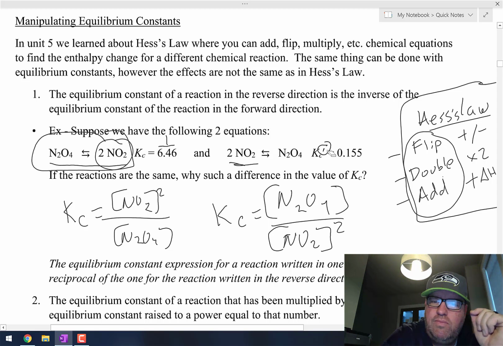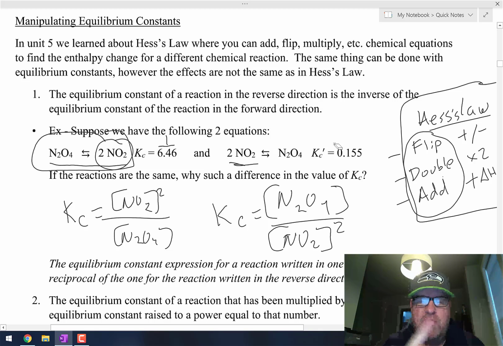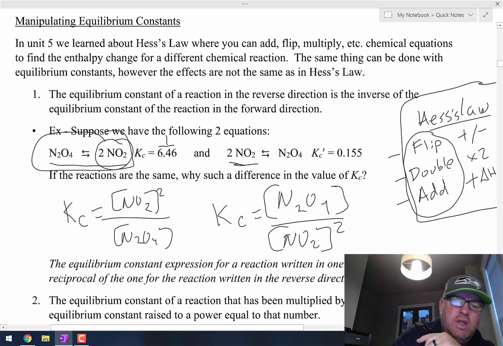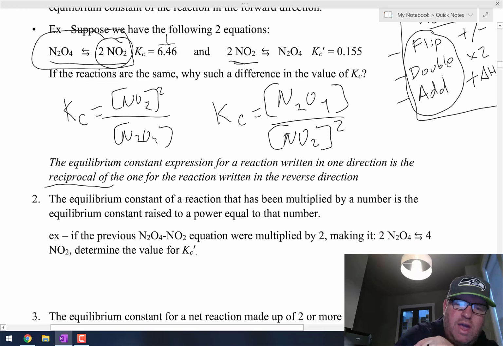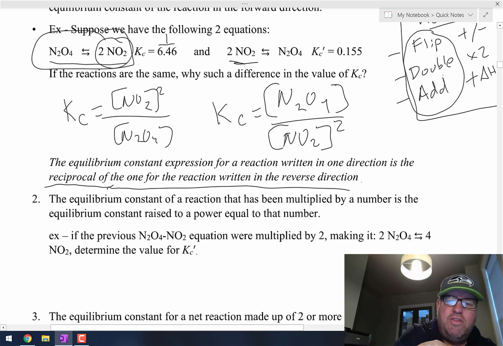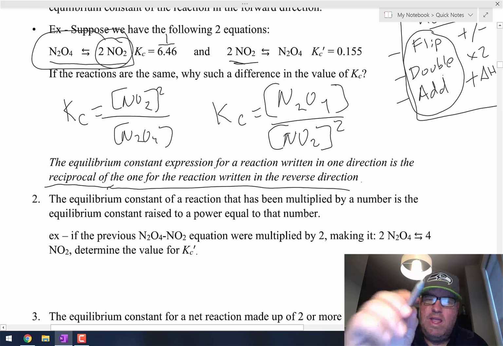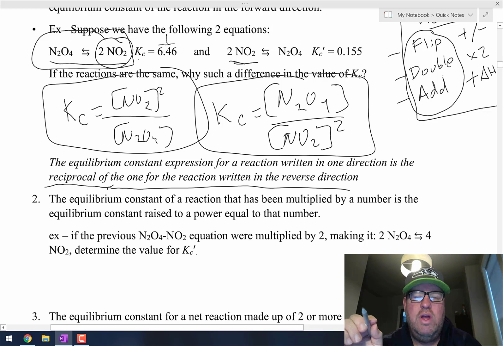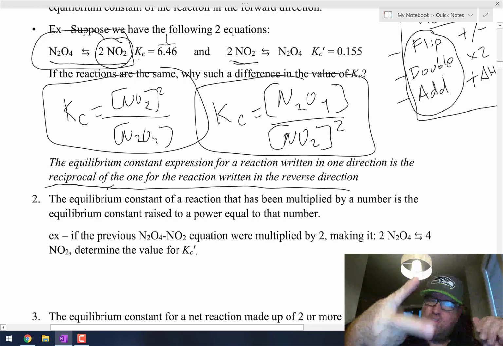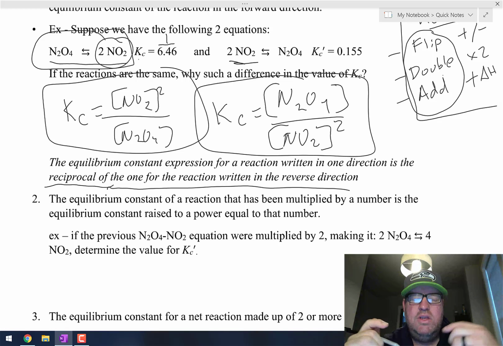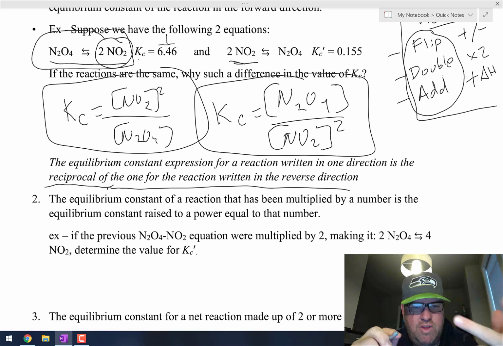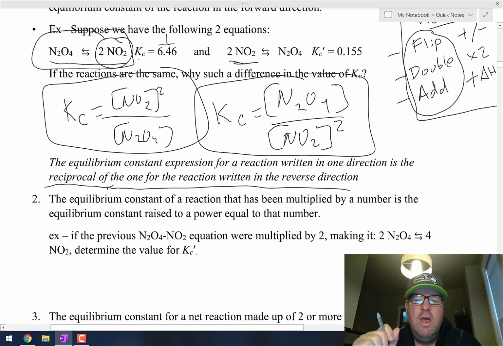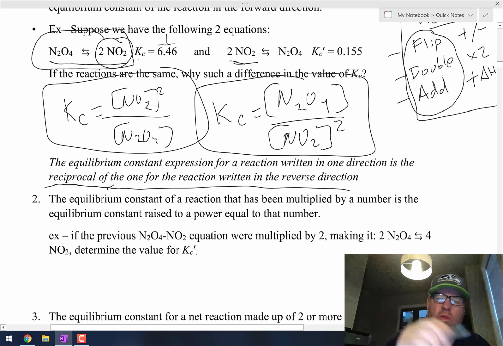So what do you do when you flip a chemical equation? It is the reciprocal. You take the reciprocal of the one written in the reverse direction. And again, that makes sense because of what happens to your equilibrium constant expression. It's flipped. You've taken the products and they're now the reactants, so you flip those from the bottom to the top, etc. Now, that's if you flip an equation.